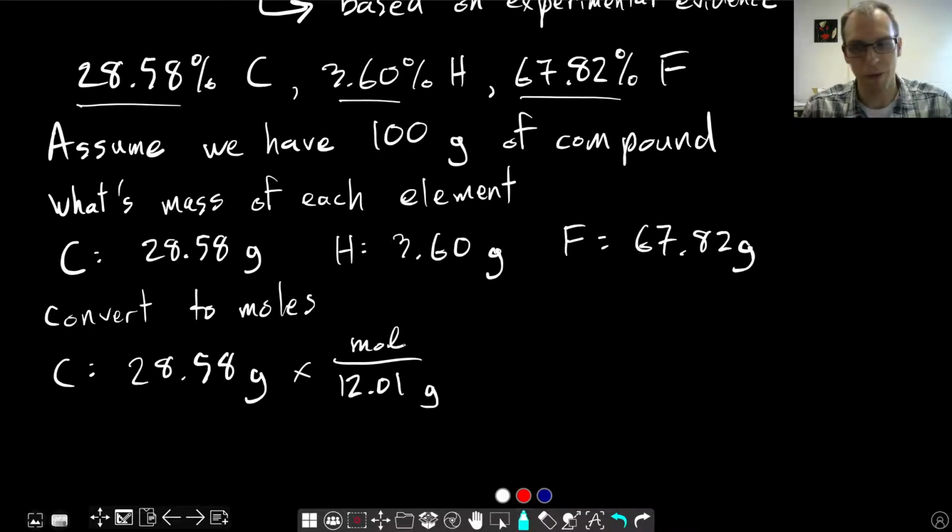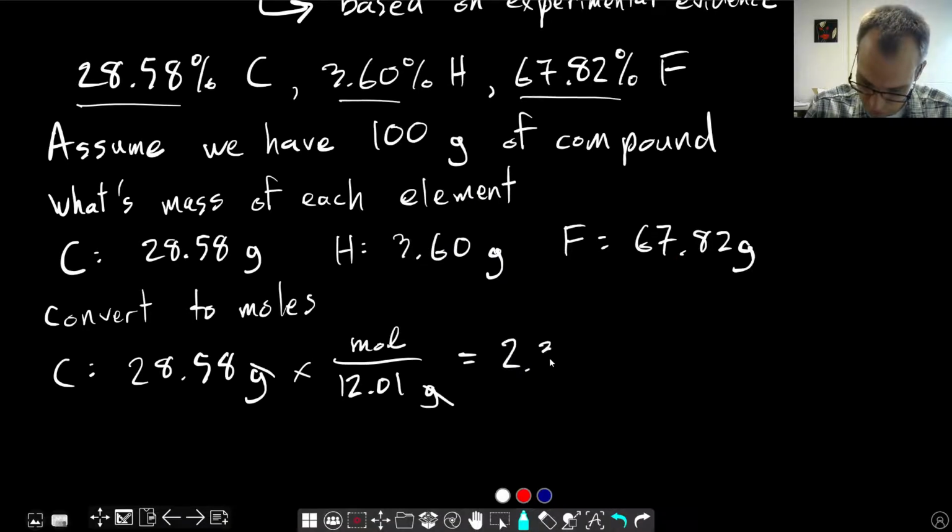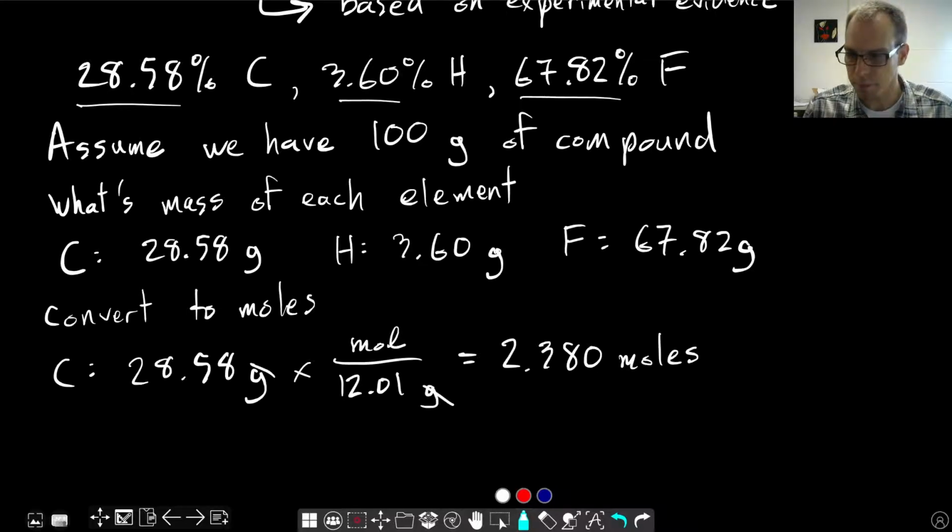We've seen this 12 grams per mole show up a lot, right? And so we know we need to divide because we need the grams to cancel. I can't do this one in my head, but we get 28.58 divided by 12.01, and we get a value of 2.380. And this is how many moles we have in 100 grams of this compound, moles of carbon.